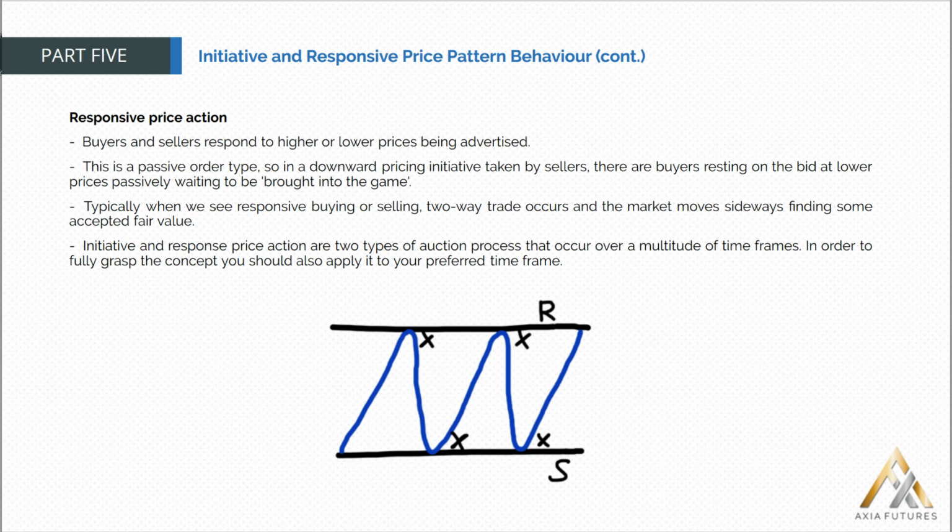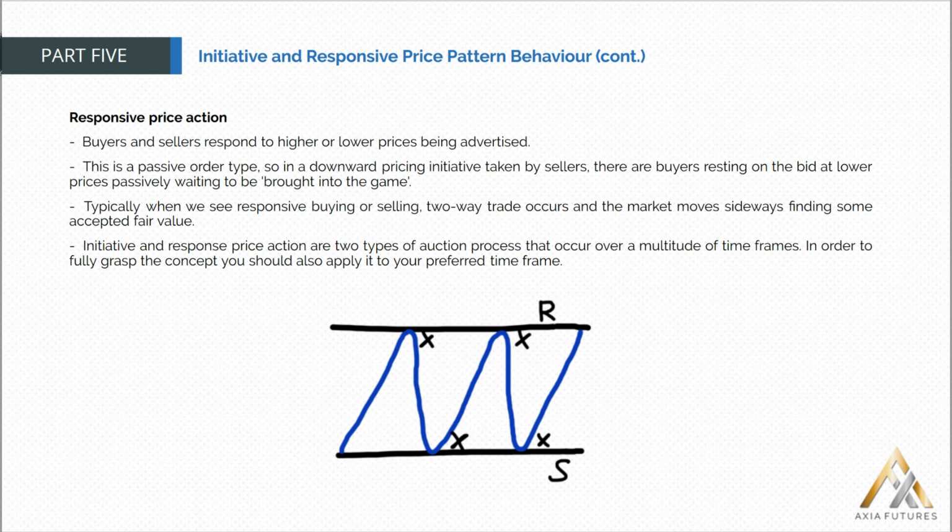Typically when we see responsive buying or selling, two-way trade occurs and the market moves sideways, finding some accepted fair value. So what you will come to notice, and you should have already noticed, is that most of the time in the markets over a period of a day, most of the time is spent with responsive type price action. It's very rare; most days you'll find that there's one or two initiative moves in the market, and then the rest of the day we spend just filling out, and we see buyers and sellers passively responding as prices move up and down.